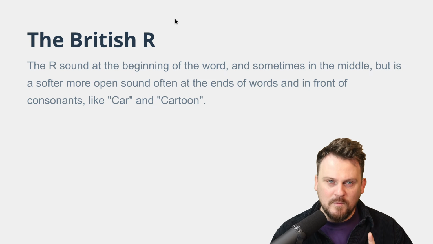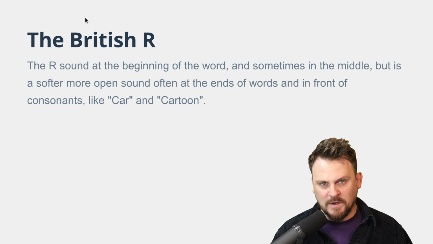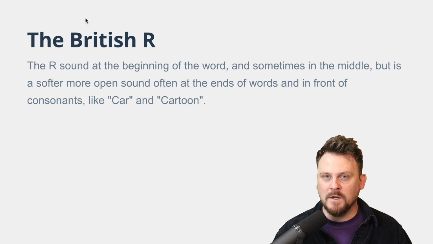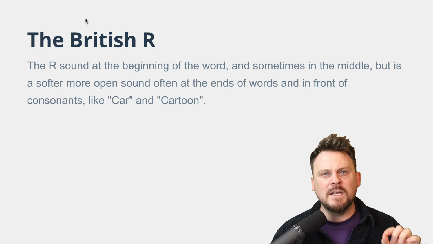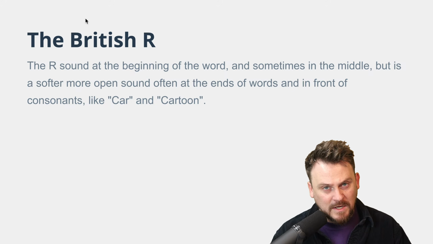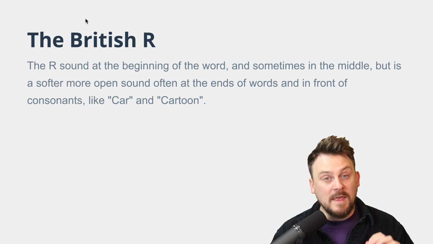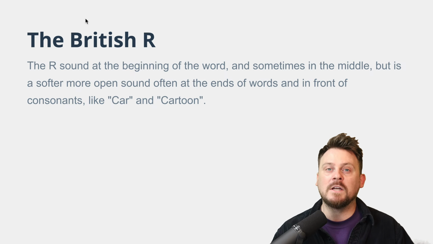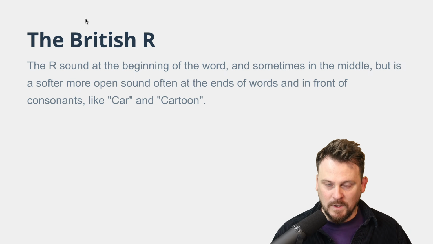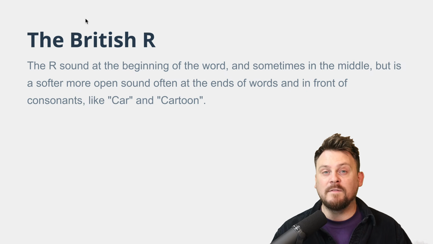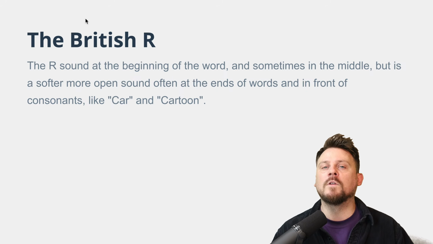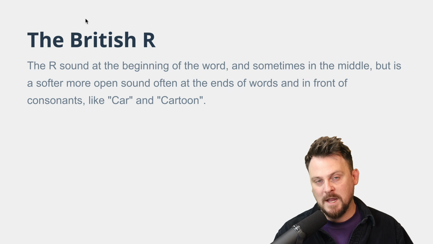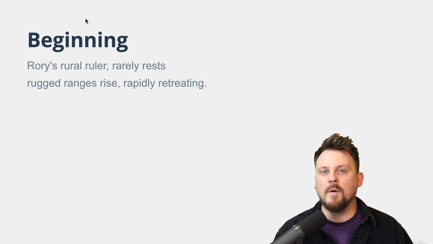So that's pretty simple, right? Easy. Now, for the British pronunciation, it is slightly different. The R sound at the beginning of the word, and then sometimes in the middle, is the same. But if the R sound is in front of a consonant, or if it's at the end of the word, then it's going to be that more open sound, cartoon. So again, if it's at the end of the word, or if the R sound is in front of a consonant, like T, for example, here, it is more likely to be that more open sound. If it's at the beginning, then it will be the same as the American R.